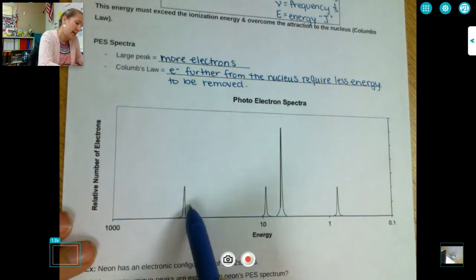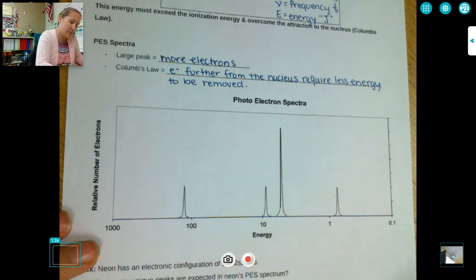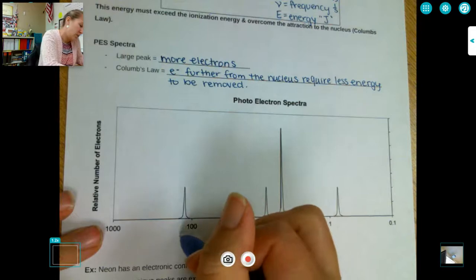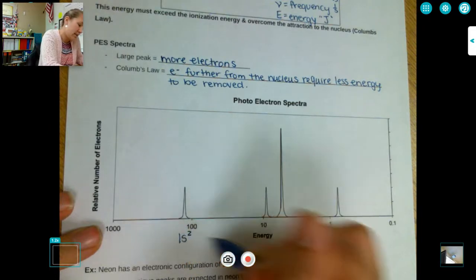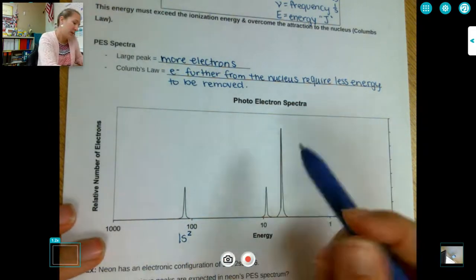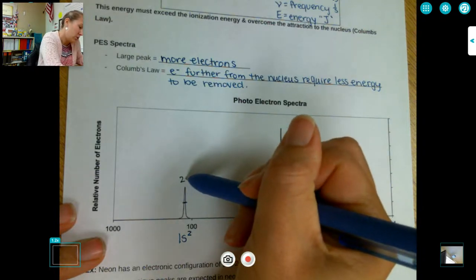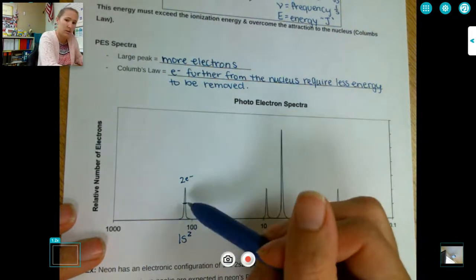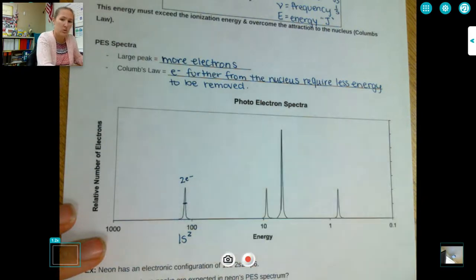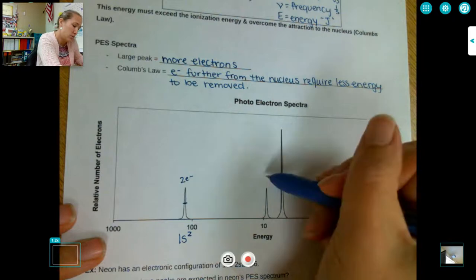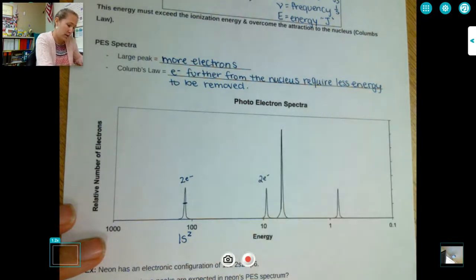So that's why this peak is at a higher energy. This first peak for every spectra is going to be 1s2. Okay? And that means that this is worth 2 electrons, the height. So this is 1 electron, 2 electrons. So it's worth 2 electrons. This next peak is the same height. So this is also 2 electrons.